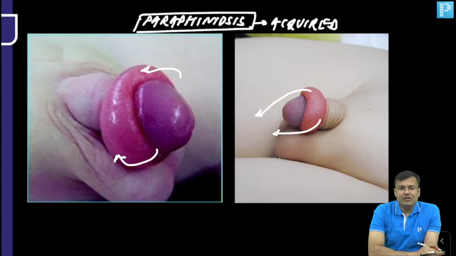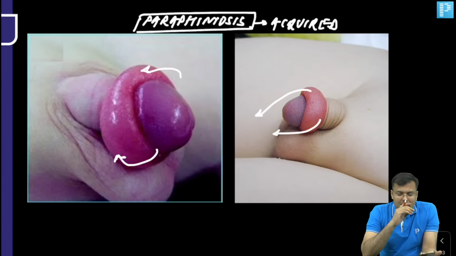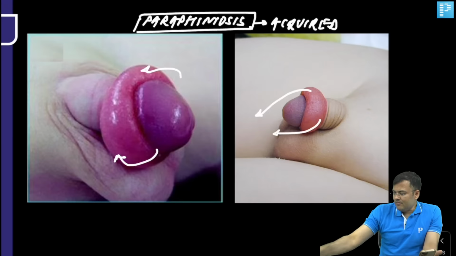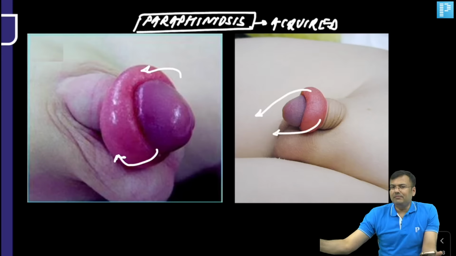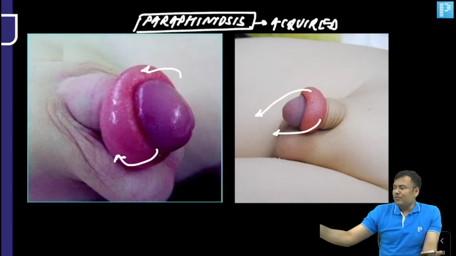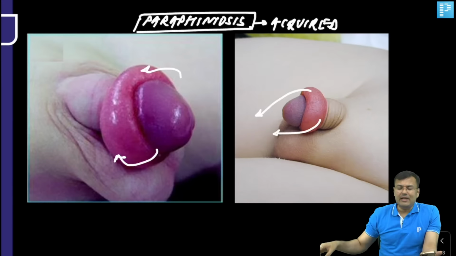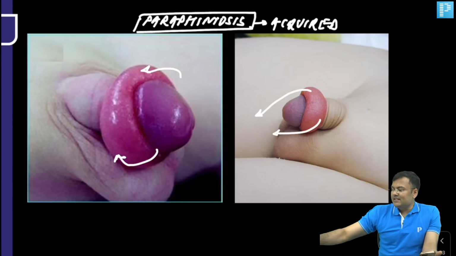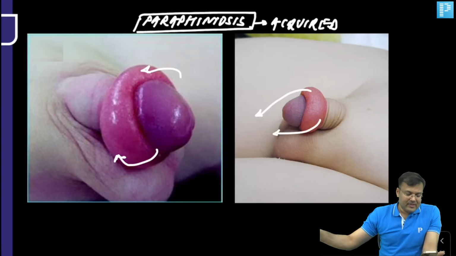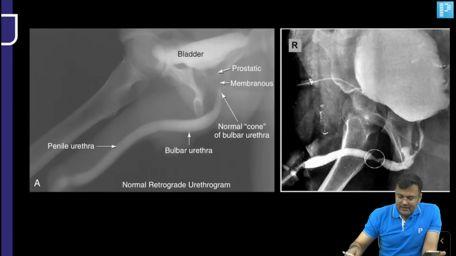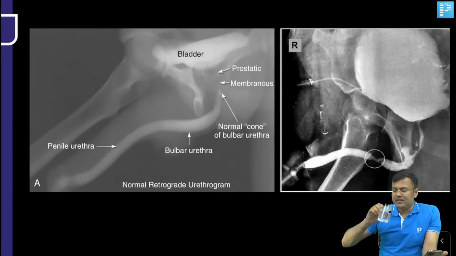You guys are responsible. Why are you guys responsible? Yes, interns, because you perform Foley's catheterization by no touch technique, and after inserting Foley's, what do you do? You forget to bring the prepuce to its normal position. So that is why what happens? Yes, paraphimosis, it is acquired. Next, see these two investigations, tell me the name.